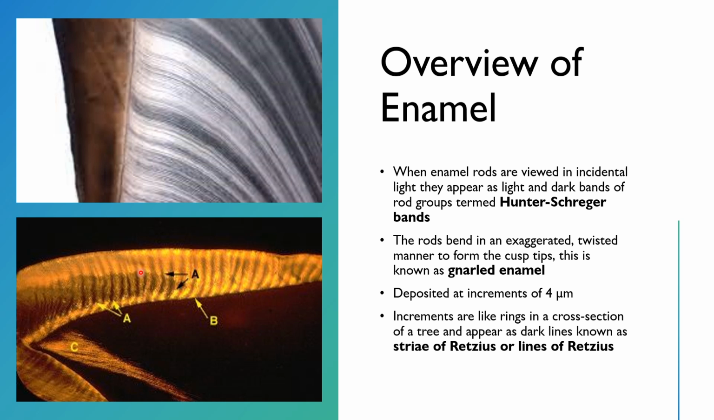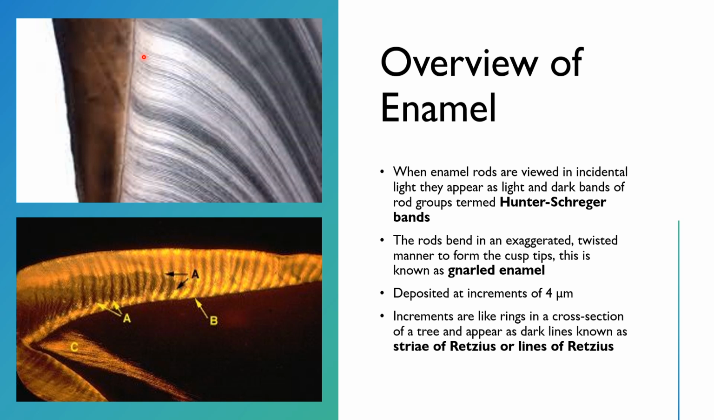And then this is all going on and being deposited at very, very small, tiny little increments. So it's deposited at increments of 4 microns. Okay, so microns are extremely, extremely small. Just for a comparison, if you were to take a strand of your hair, that thin strand of hair is about anywhere from 50 to 100 microns. And imagine enamel is being deposited at only 4 microns. Okay, so this is very, very miniature or minute.